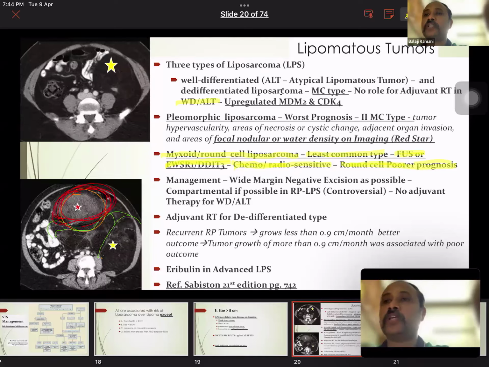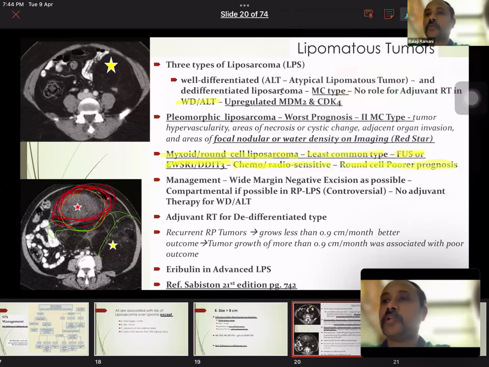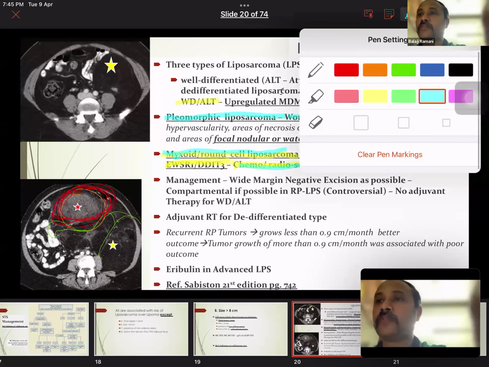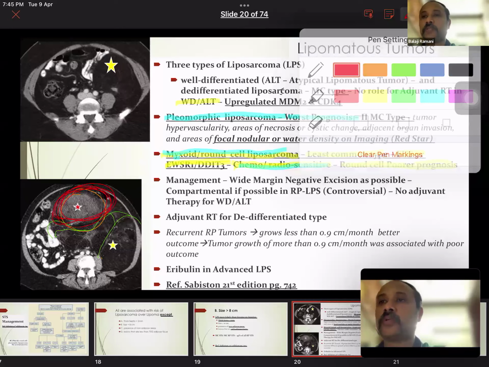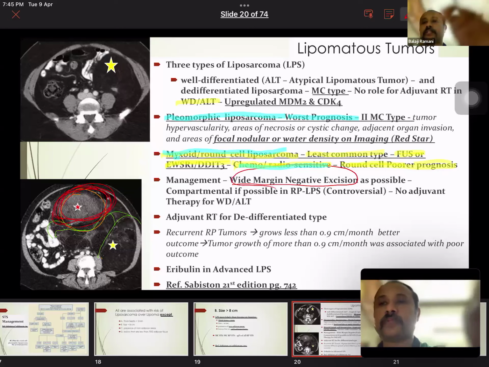So overall, the worst prognosis is going to be for pleomorphic sarcoma, and myxoid and round cell are associated with the chemo and radiosensitive nature. Now, what is the management? Generally, whenever we talk about it, we have to talk about the management. For all sarcomas, clearly it is a wide margin negative resection.